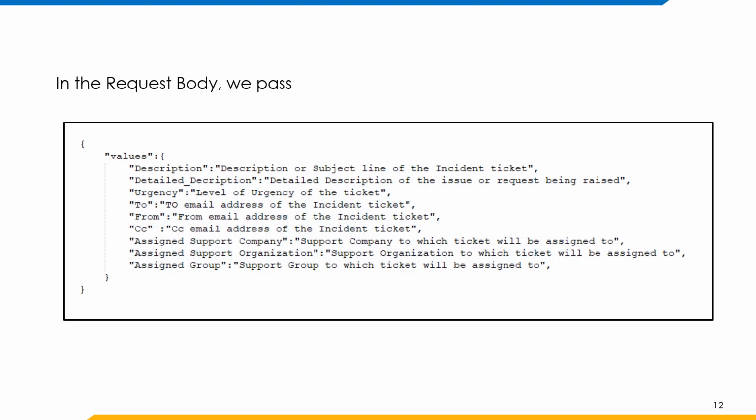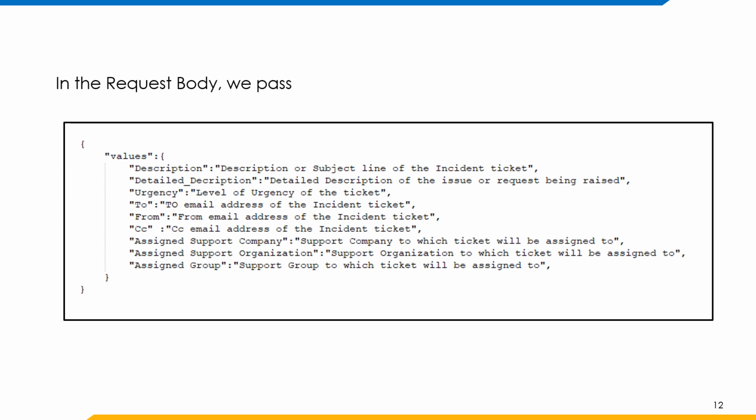In the request body we will be passing attributes such as description, which specifies the description or subject line of the incident ticket being created. Detailed description. This specifies the detailed description of the issue or the request being raised. Urgency. This attribute specifies the level of urgency of the ticket. To. This specifies the to email address of the incident ticket being raised.